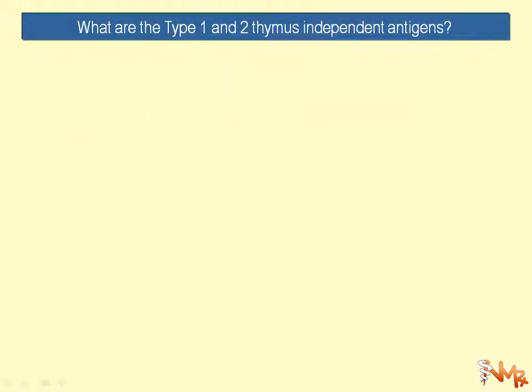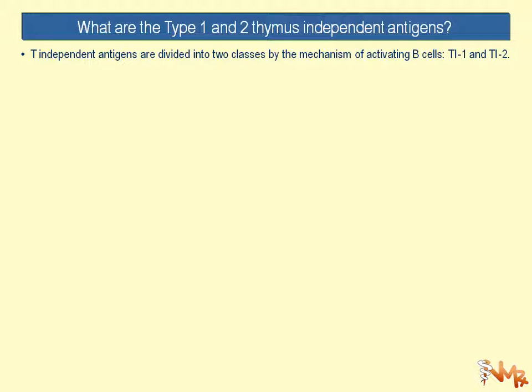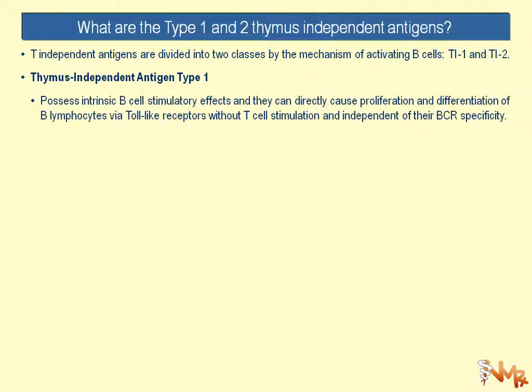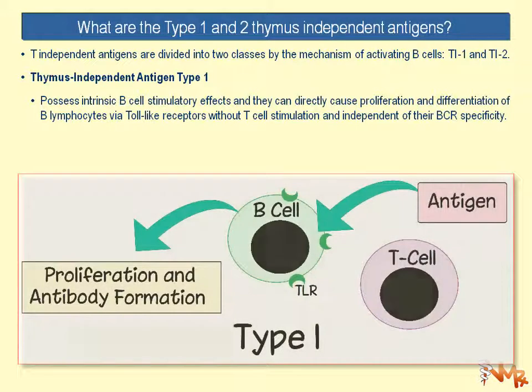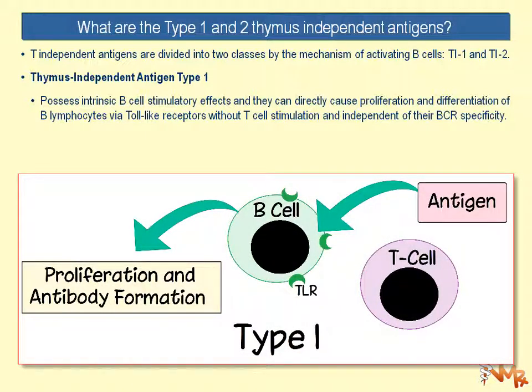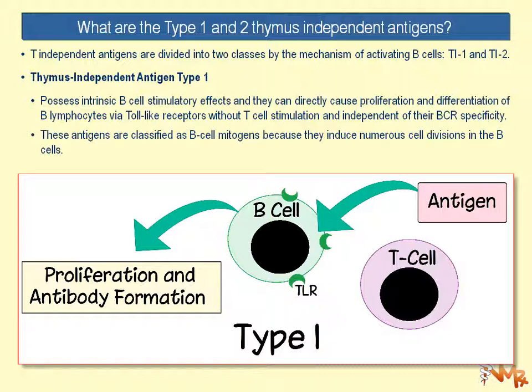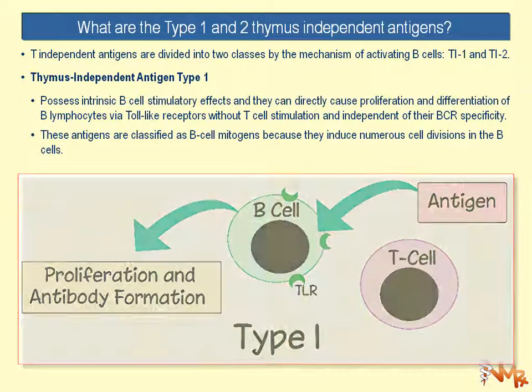What are the type 1 and 2 Thymus independent antigens? As you can tell, we have two forms of these types of antigens. Thymus independent antigens are divided into two classes by the mechanism of activating B cells, namely Thymus independent type 1 and Thymus independent type 2. Let's first talk about Thymus independent antigen type 1. This type possesses intrinsic B cell stimulatory effects, and they can directly cause proliferation and differentiation of B lymphocytes via toll-like receptors without T cell stimulation and independent of their B cell receptor specificity. These antigens are classified as B cell mitogens because they induce numerous cell divisions in the B cells.